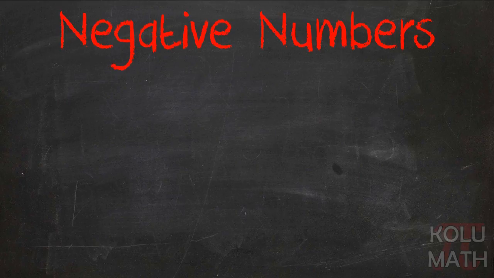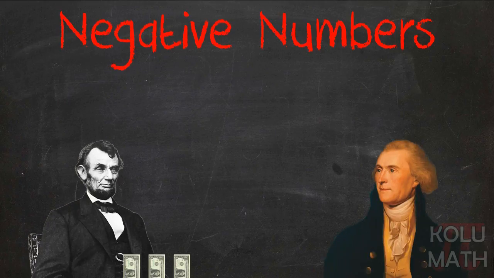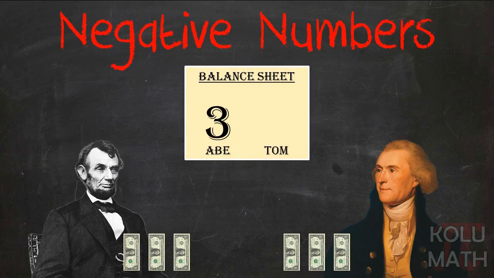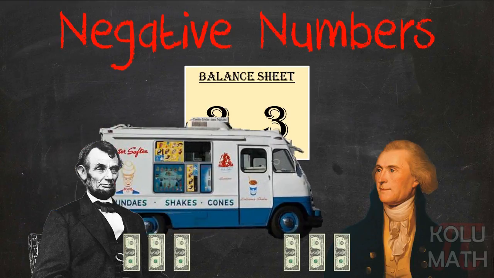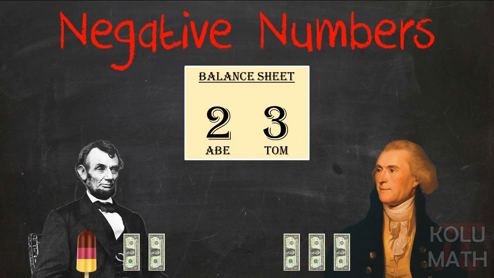Okay, 2 of my friends, Abe and Tommy, they both have a couple dollars to their name, $3 each. I guess that's a few dollars. Okay, and let's actually make a balance sheet just so we can follow what's going on with their money. Now, they're both very smart gentlemen, but Abe has a problem. He has a weakness. Every time he sees that ice cream truck, he's just got to buy himself his favorite ice cream. Okay, if you notice the balance sheet updates, Abe only has $2 and Tom still has 3.